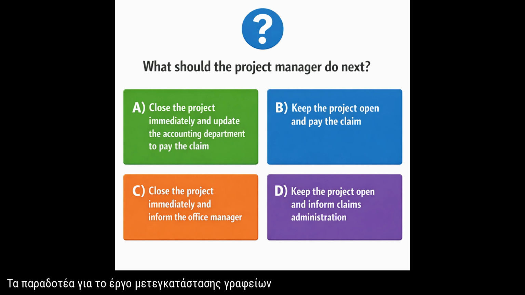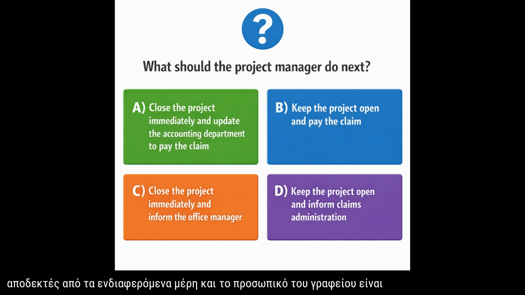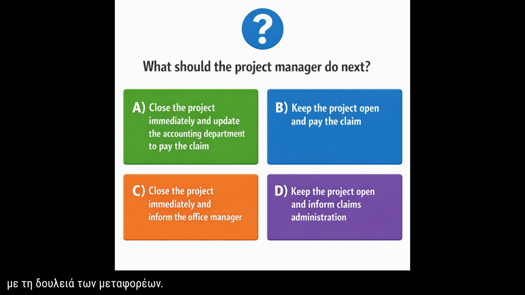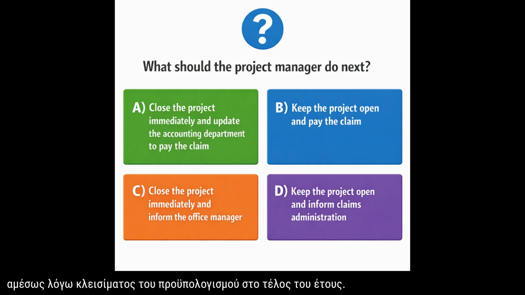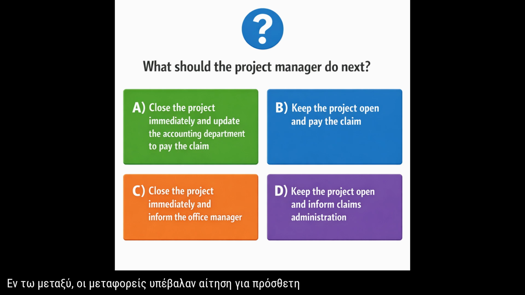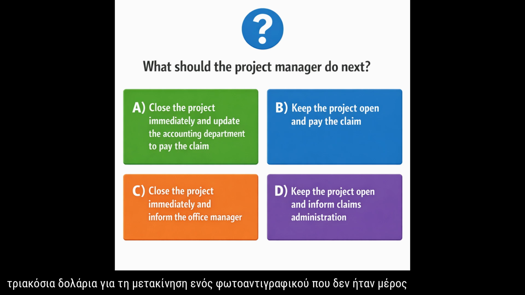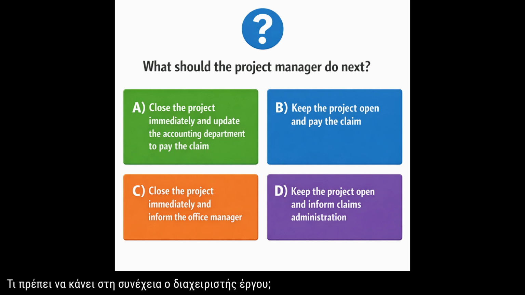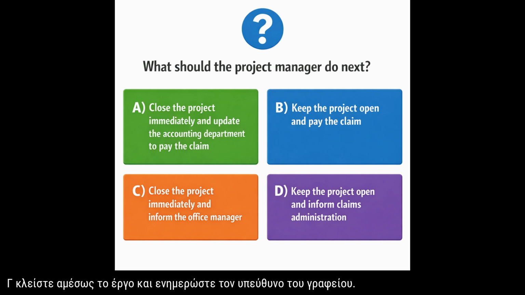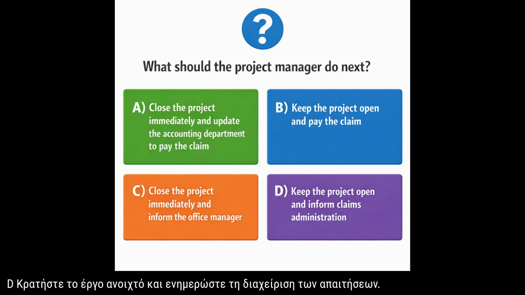The deliverables for the office relocation project have been accepted by the stakeholders, and the office staff are satisfied with the movers' work. However, the office manager has requested the project be closed immediately due to year-end budgetary closeouts. Meanwhile, the movers have submitted a claim for an additional $300 for moving a copier that was not part of the original plan. What should the project manager do next? A, close the project immediately and update the accounting department to pay the claim. B, keep the project open and pay the claim. C, close the project immediately and inform the office manager. D, keep the project open and inform claims administration.